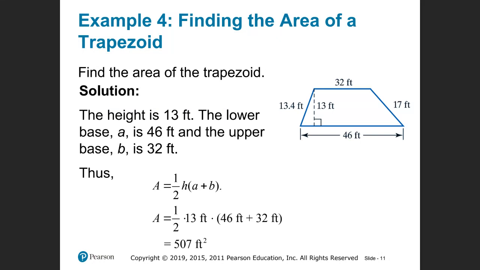This example is to find the area of a trapezoid. We have the height is 13 feet, the lower base A is 46 feet, the upper base B is 32 feet. So substituting these values into the formula, we work inside the parentheses first. So 46 plus 32 is what we're going to do first. That gives us 78 inside the parentheses. Then we can work outside the parentheses. 1/2 times 13 feet would be 6.5 feet. So multiplying those together, we get 507 square feet.